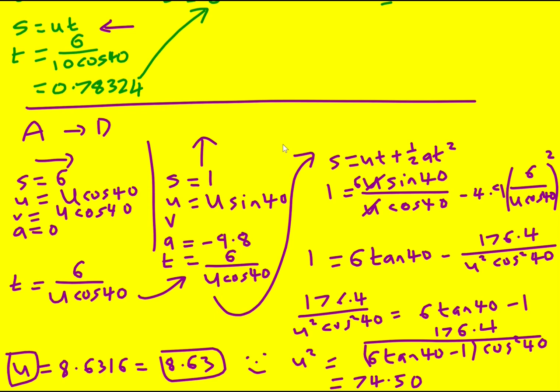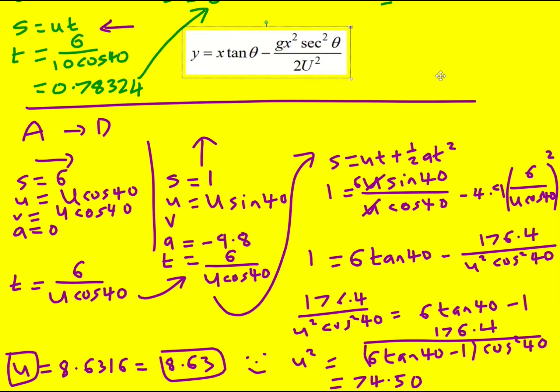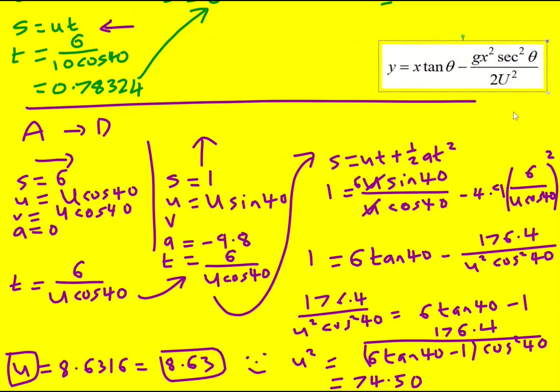Now, I did hint towards this, I'm just going to say it now. You could have just quoted this formula, and this is the general formula for when you are going from a starting point to a point x, y. So we could set y equal to 1 and x equal to 6 and theta equal to 40, g equal to minus 9.8, and you would get exactly the same equation that we got, down here. Okay, so that's a shortcut. It requires you to learn the formula. It's going to save you a bit of time, I guess.